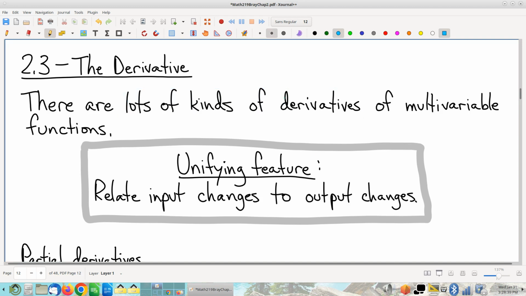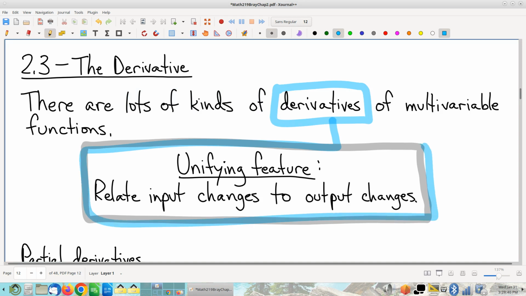The reason we use the single word derivatives to describe all of them is because they all do have a huge important point in common, and that is they all relate input changes to output changes. And so it's a good idea to be on the lookout for that. In all the different derivatives that we're going to talk about, think about where in this understanding of what this derivative is, where is the input change, where is the output change, and how is this thing relating them? And it's different in all the different examples.